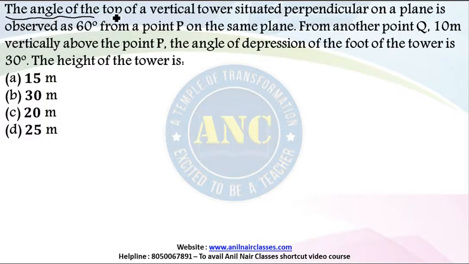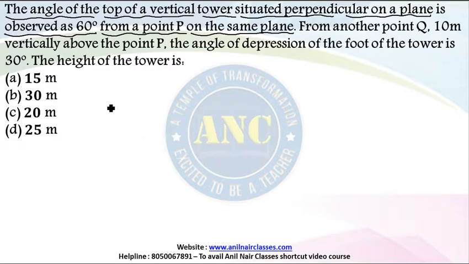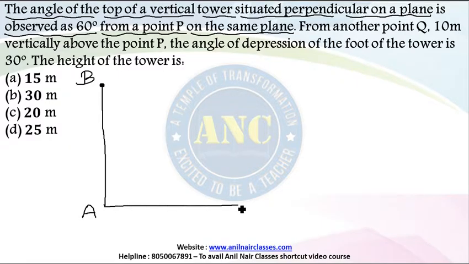Let us start reading the statement. The angle of the top of a vertical tower situated perpendicular on a plane is observed as 60 degrees from a point P on the same plane. That means there is some plane, there is a vertical tower like this. I will name that vertical tower as AB, right? The top of the vertical tower is point B, situated perpendicular on a plane.